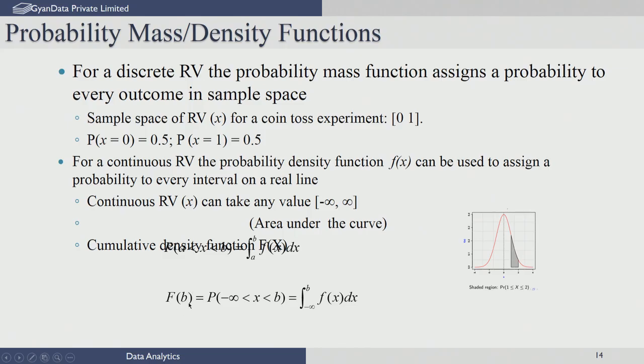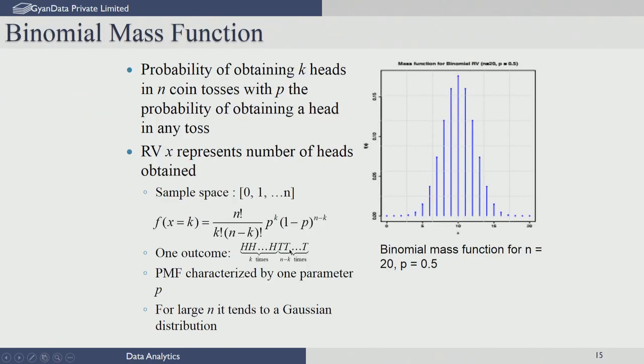So, this cumulative function goes from 0 to 1 as the upper limit of the interval goes from minus infinity to plus infinity. Now, let us look at some sample probability mass functions.